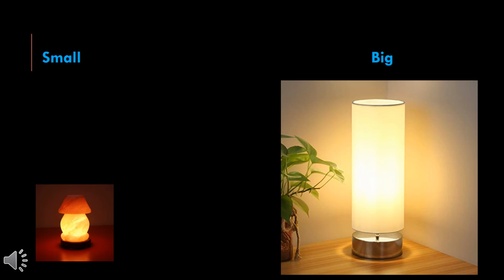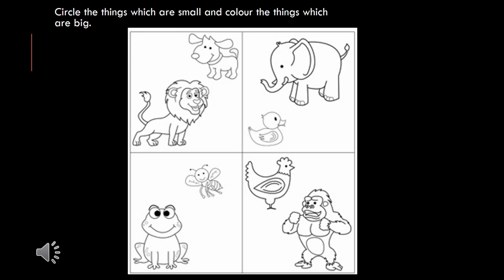Hope you got it. Hey class, this is your assignment. What you have to do at your home: circle the things which are small and color the things which are big in this worksheet. Okay?